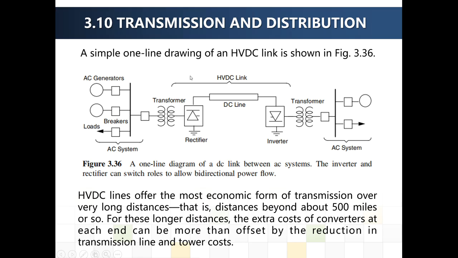Figure 3.36 shows a simple one-line diagram of a DC link between AC systems. So this side is one AC system. This is another AC system. The first goes through the transformer and uses the rectifier to convert from AC to DC, and then uses the inverter to convert DC back to AC, then through the transformer connected with the other AC system.